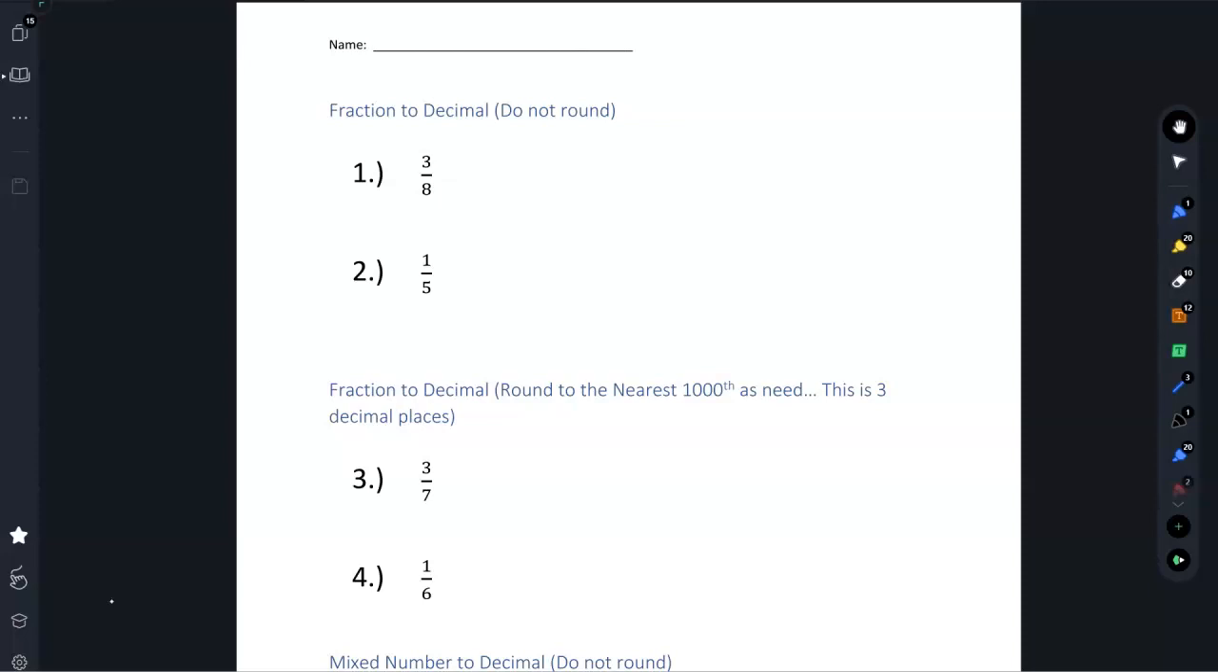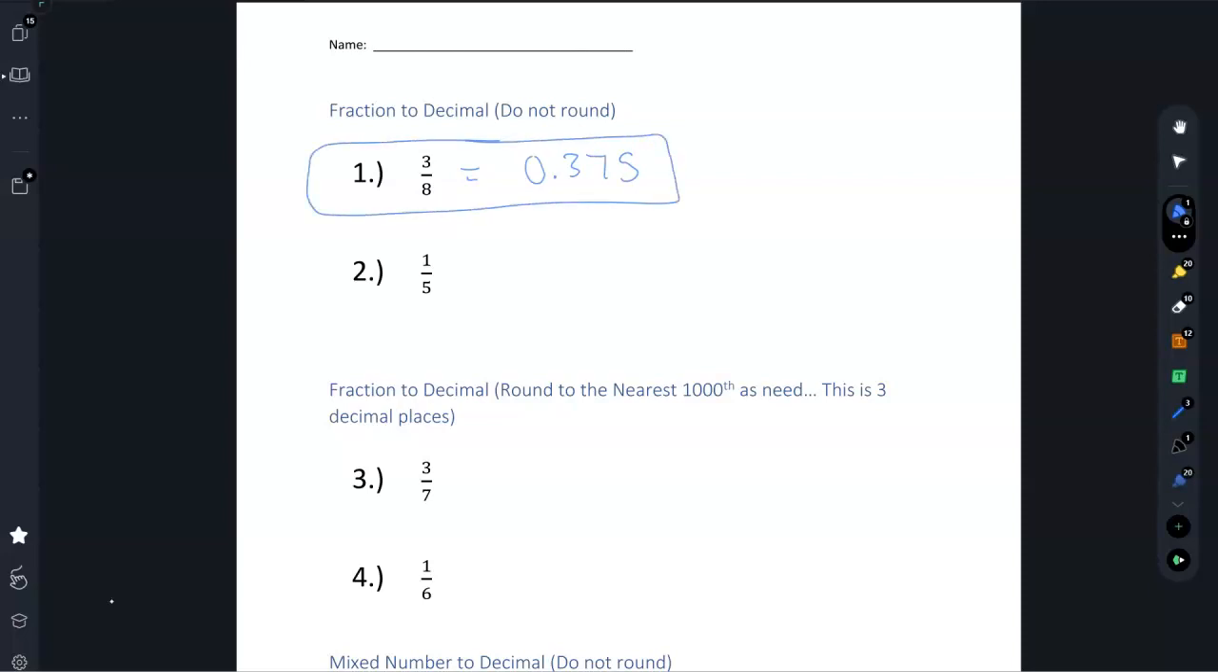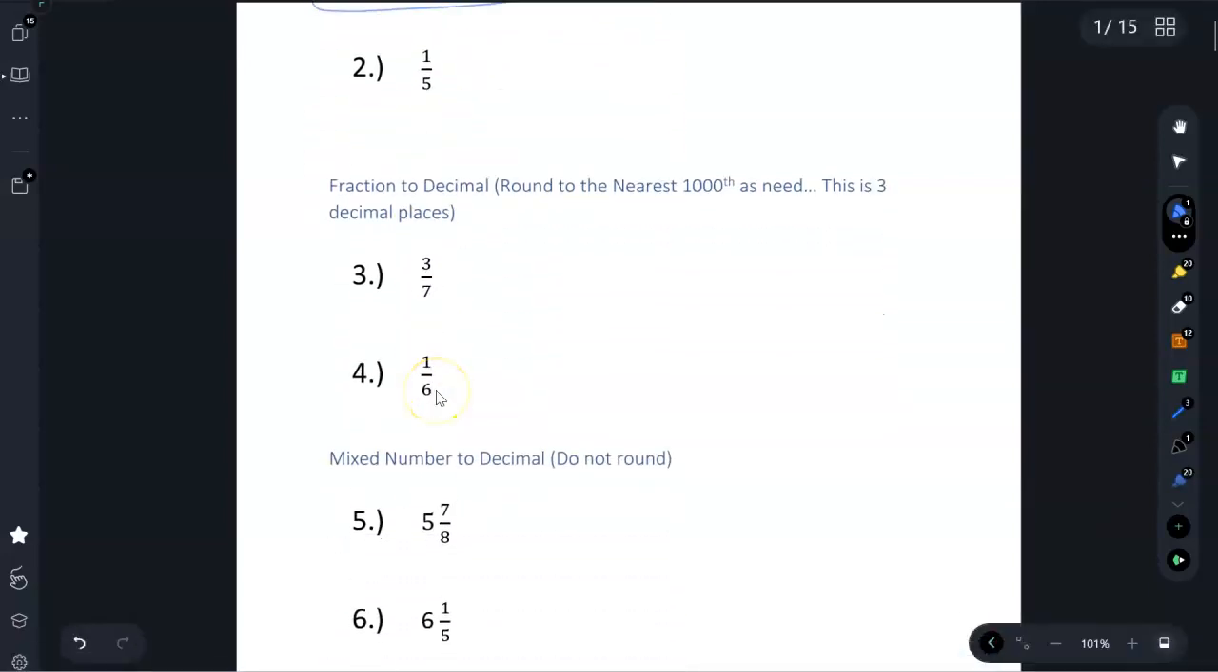Hopefully the introduction was the longest thing about this assignment. So the first example is turn a fraction into a decimal. All you do on this one is grab your calculator, type in 3 divided by 8, and it gives you the decimal 0.375. So anytime we're asked to turn a fraction into a decimal, we just simply divide that in our calculator.